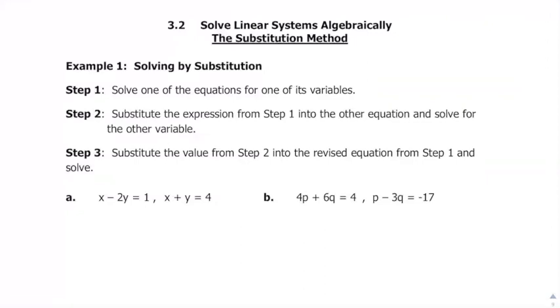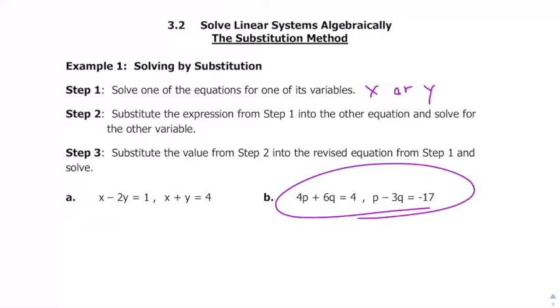All right, today we are going to review the substitution and elimination methods of solving systems of equations algebraically. For substitution, what you want to do is solve for one of the variables. It could be x or y. It does not matter which one, or whatever variables they have, like in a second we're going to have p and q. So solve for one of the variables.